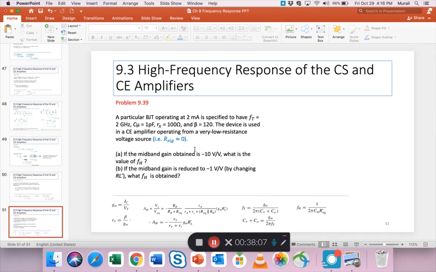So that's kind of interesting. He gives us some parameters, many are missing, but he gives us the midband gain. And this makes it convenient. R signal equals 0. So we can find some of the missing values and then put them into the formula for FH, the high cutoff frequency, and find it. Part B: if the midband gain is minus 1 instead of minus 10, what FH is obtained? All right, the formulas are all here. Nothing new here.